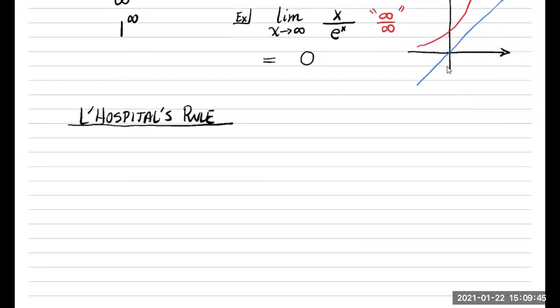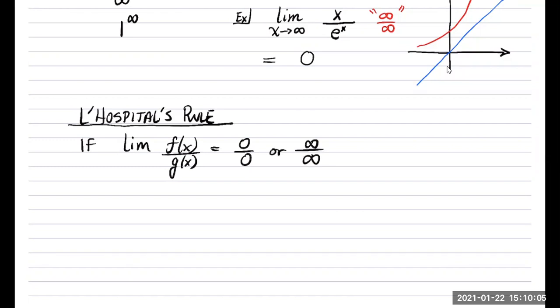Okay, and gang, L'Hopital's rule says this. If you take the limit of the ratio of two functions, and you get back symbolically either 0 over 0 or infinity over infinity, L'Hopital's rule says that you can replace the limit with a new one, and they will be equivalent. And here's what the new one looks like.